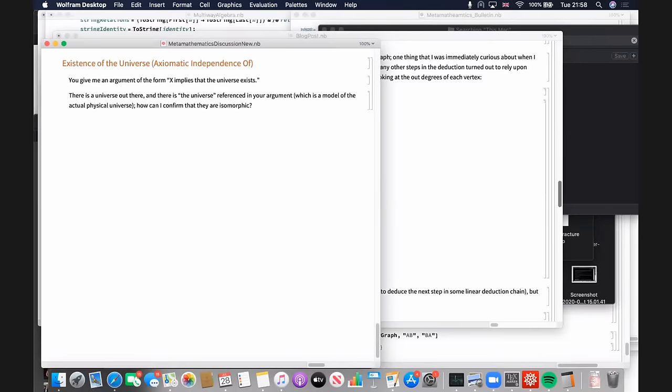Right. Okay, hold on. Your argument tells me that a thing that you have called the universe exists. I think you should say universe with a capital U. Okay. There is a universe, but that isn't with a capital U. It implies that the universe exists. There is a universe out there. How do I determine the universe? Right, which is a model of the actual physical universe. Right. Okay. Yes. So basically, in other words, validating your argument is a problem of model verification. Confirming that universe equals Universe.